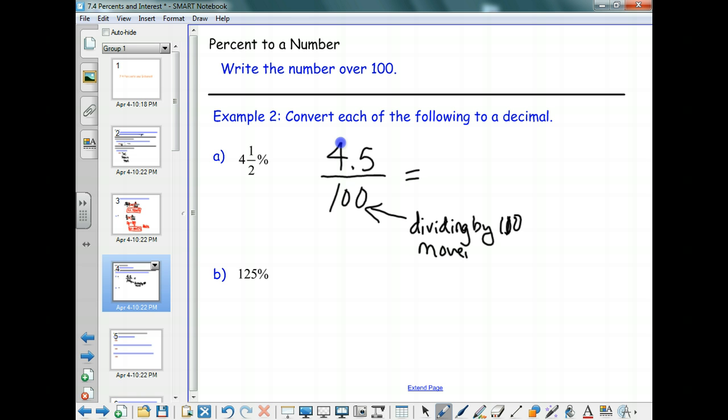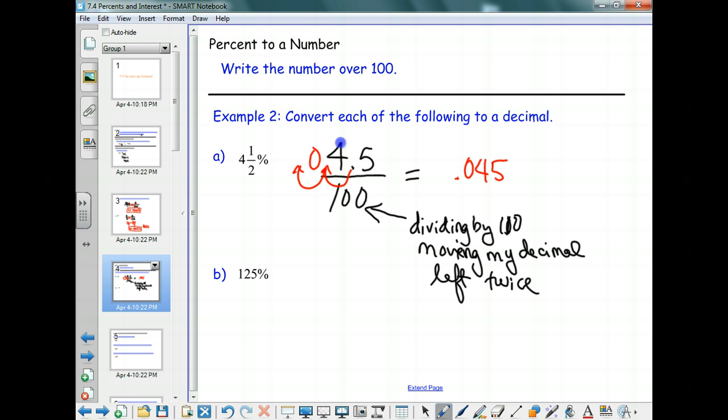I'm moving my decimal left twice. So right now I've got 4.5. If I move it left once, I've got 0.45. So I need to move it to the left again, and what do I get? 0.045, and just for practice, can you say that properly? 45 thousandths. Good, I hear it sort of in unison. So 4 and 5 tenths becomes 45 thousandths.